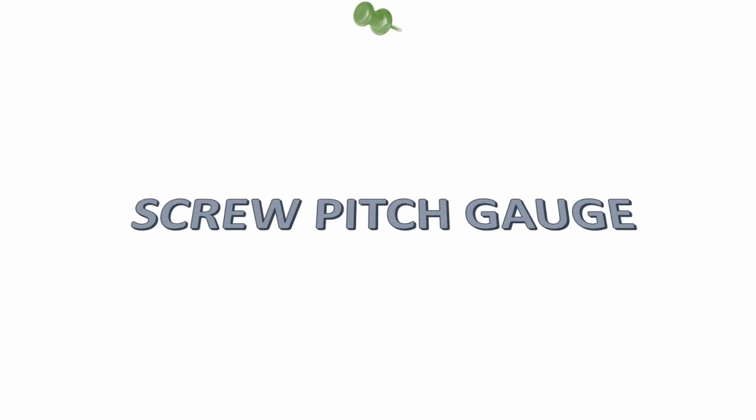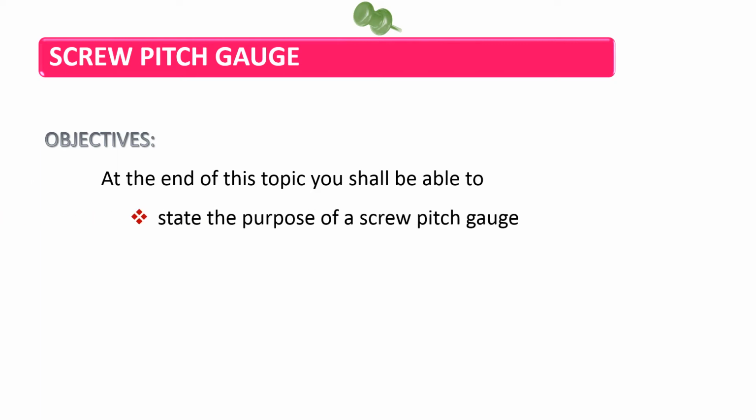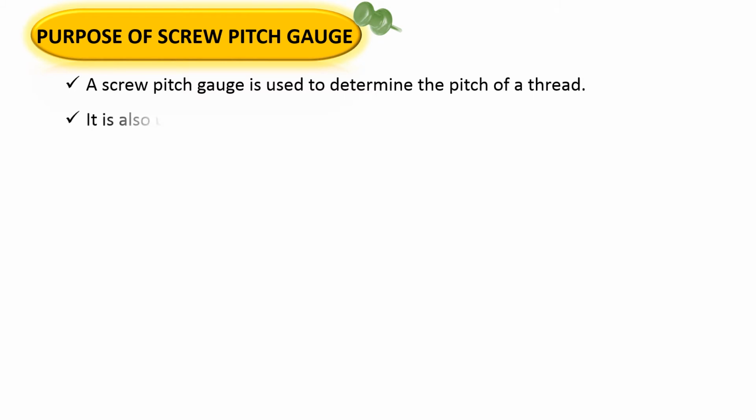Screw pitch gauge. Let's see the objectives of this topic. At the end of this topic you shall be able to state the purpose of a screw pitch gauge, state the features of a screw pitch gauge. Purpose of screw pitch gauge. A screw pitch gauge is used to determine the pitch of a thread. It is also used to compare the profile of threads.